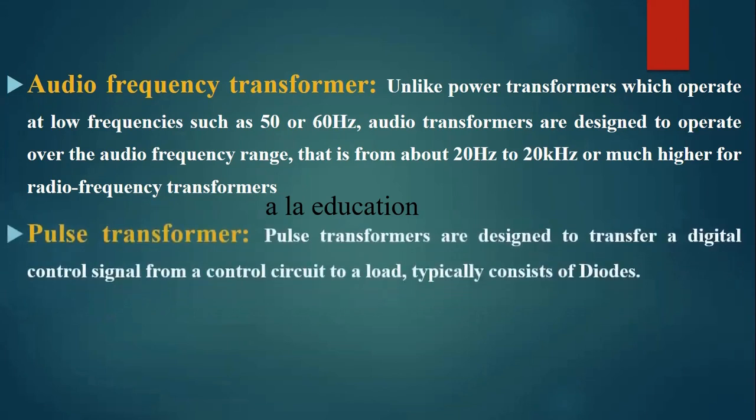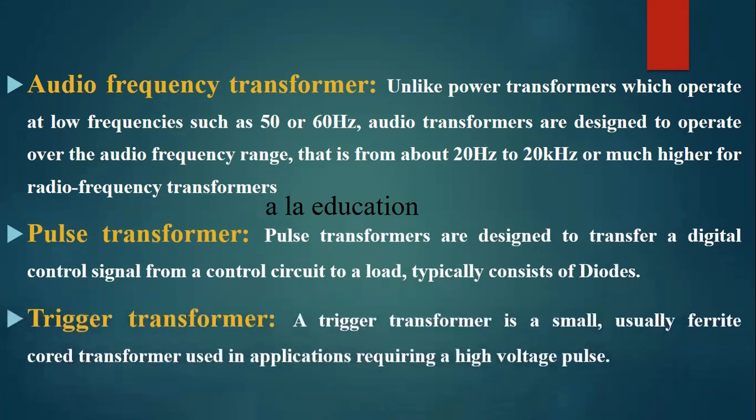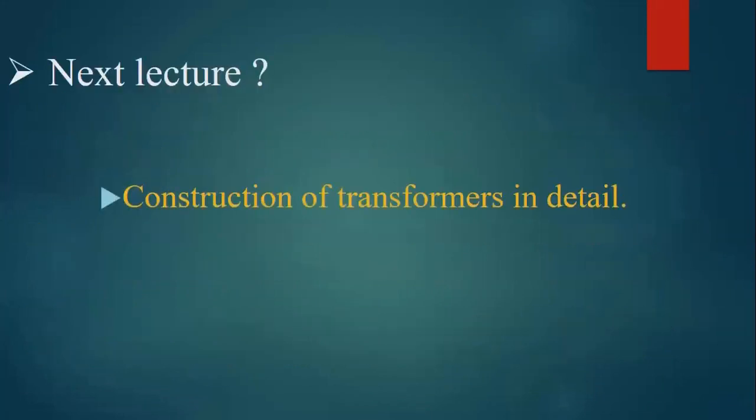Next, pulse transformer. Pulse transformers are designed to transfer a digital control signal from control circuit to load. Typically, these pulse transformers will consist of diodes. Next, trigger transformer. A trigger transformer is a small, usually ferrite core transformers used in applications where high voltage pulses are required. Friends, in the next lecture, I will discuss construction of transformers in detail.